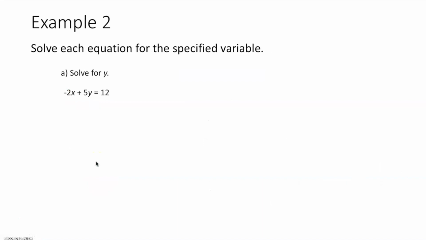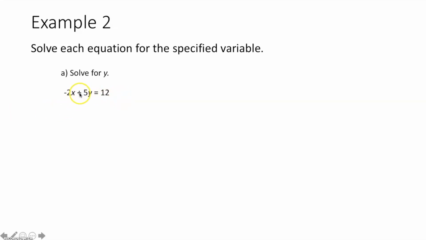Example 2 says solve each equation for the specified variable. So here we are solving for y, just like we were doing. And remember, when we are solving, it's simplify, move, solve. This time it's for a specific variable. So step 1, can we simplify anything? No, this has an x, this has a y, we cannot combine these two. And this is 12, so we're done. Step 2, we need to keep our variable that we want on the left. Done. Step 3, we need to move constants and all other variables to the right.